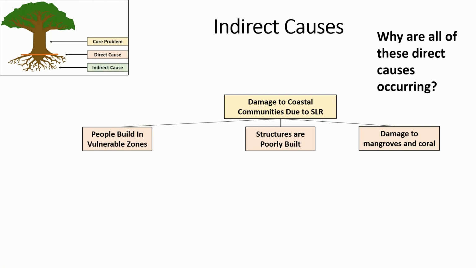Now, why are all of these direct causes occurring? That's the next step. We want to look at the indirect causes. Once we have the direct causes, we'll look at the indirect causes, because people build in vulnerable zones, structures are poorly built, and there's damage to mangroves and coral. Eventually, we want to turn these conditions around. So we don't want people to build in vulnerable zones. We want structures to be built using more resilient techniques, and we want to lessen or reduce the damage to mangroves and coral.